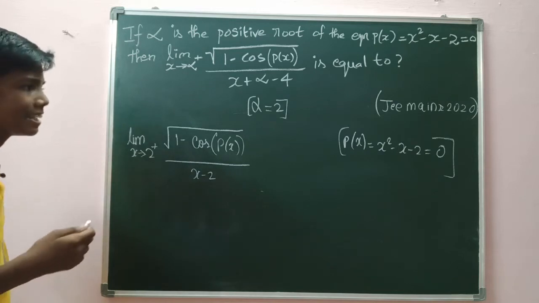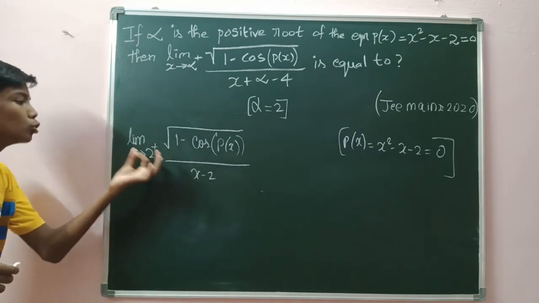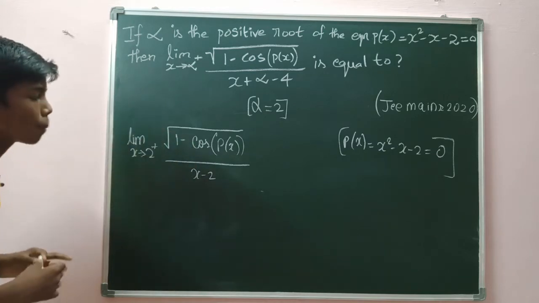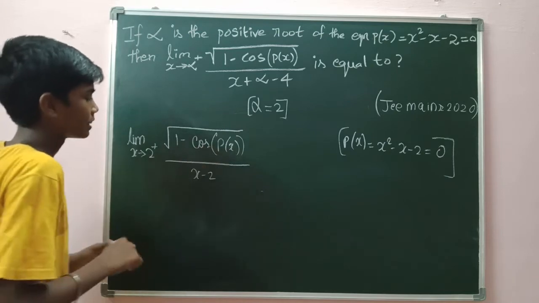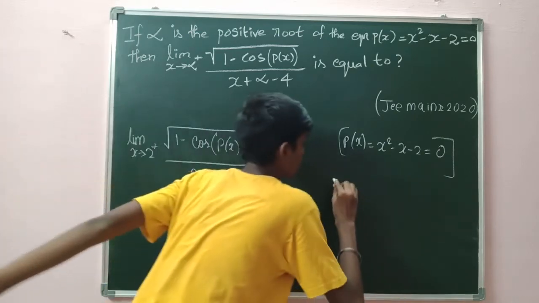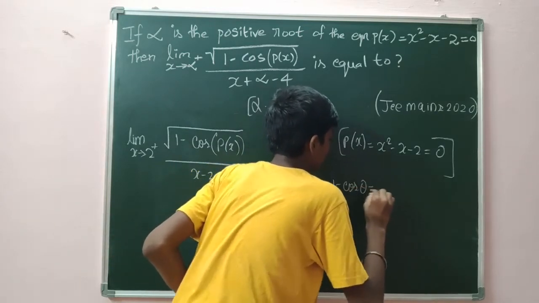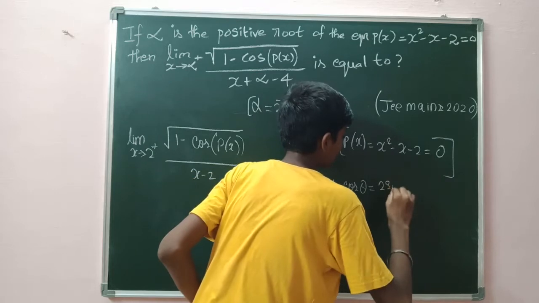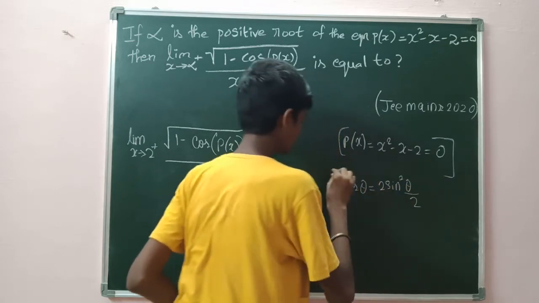What is that identity? Here I am having limit of x tends to 2 plus of root of 1 minus cos of p of x. What is 1 minus cos of p of x? This looks like a form of 1 minus cos theta. Your 1 minus cos theta is nothing but 2 sin square theta by 2, and it's a famous identity because in most of the JEE Mains questions this is used.